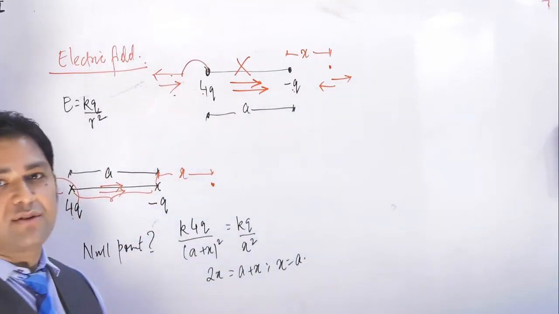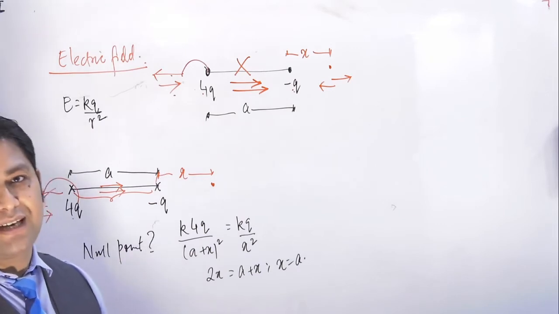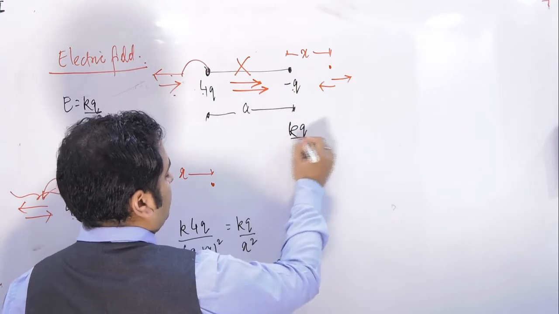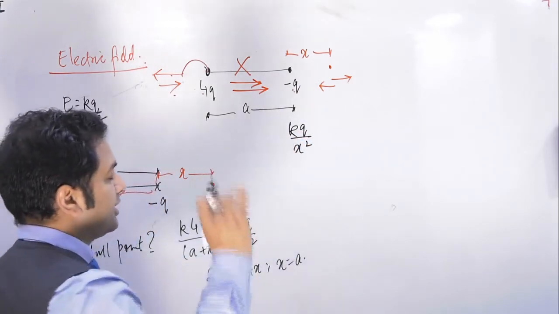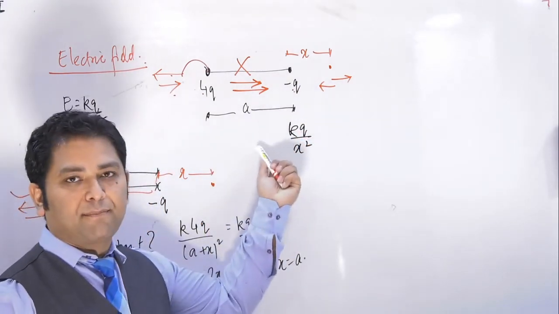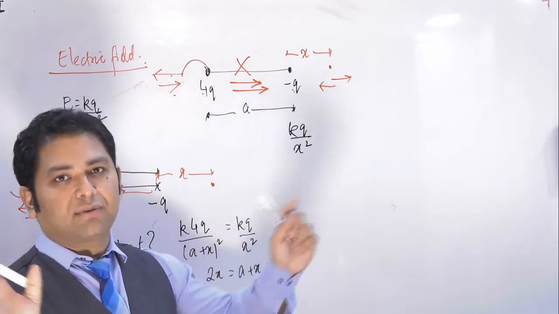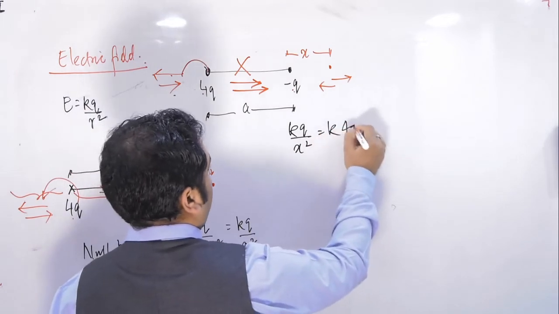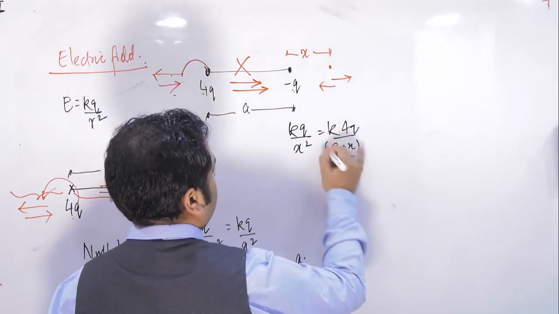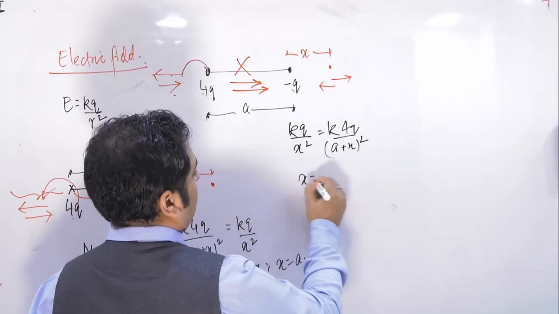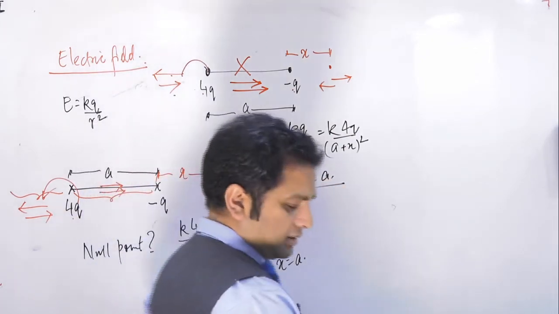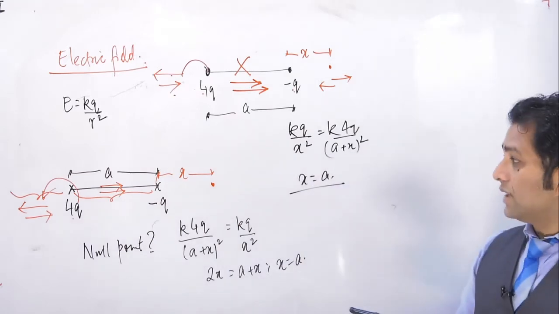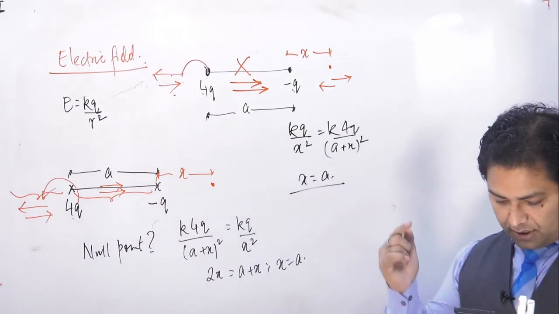So now let's see how you are going to calculate that. Due to minus q, that's kq by x square. The majority of you made the mistake of writing a negative sign. You can't do that, it's equating the magnitude. And for this it is k 4q by a plus x whole square. So you get the value of x as a. Ashmit, hope I've made it clear for you. So x equals a from q.